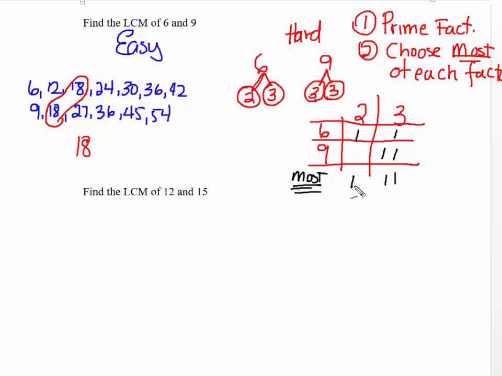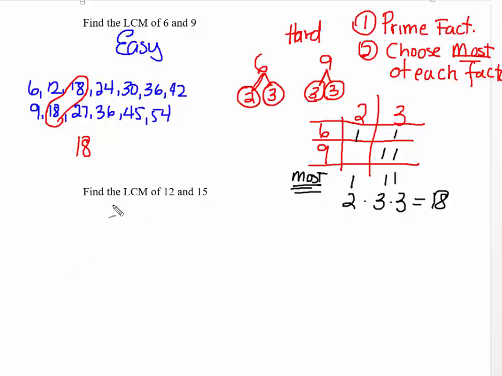And so what I do at the very end is I figure out what this represents. So this one represented a 2 and this one represented a couple of 3's. And if I multiply this together, 2 times 3 is 6 times 3 more is 18, which is exactly what we got over here. So let's look at what it would be if I did it to a couple other numbers.